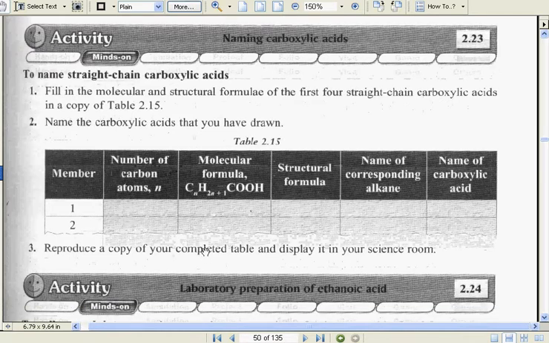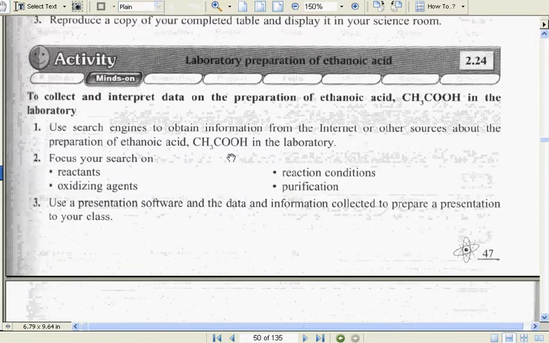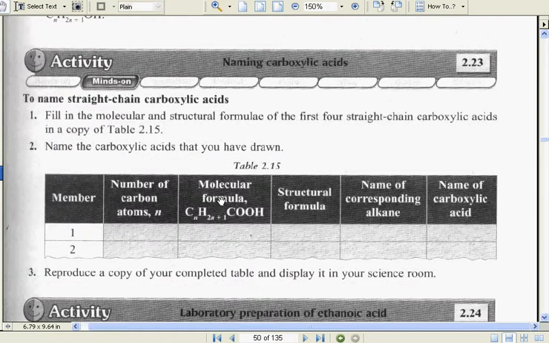Activity 2.23, page 47, Form 5 Chemistry Practical Textbook. Now I'm going to expand on this activity. Fill in the molecular and structural formulae of the first 4 straight chain carboxylic acids. Name the carboxylic acids that you have drawn.